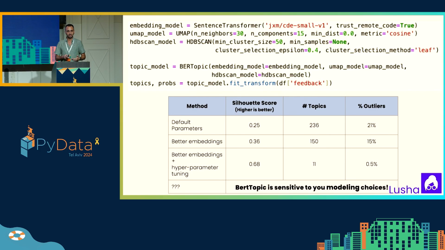And the take-home message here is that BertTopic is sensitive to your modeling choices. And you'll probably have to do some iterative hyperparameter search in order to optimize it for your own dataset. So you can look both at numeric metrics, such as silhouette score, and you can look at the topics with your own eyes to check if they make sense to you based on your prior knowledge with the dataset.